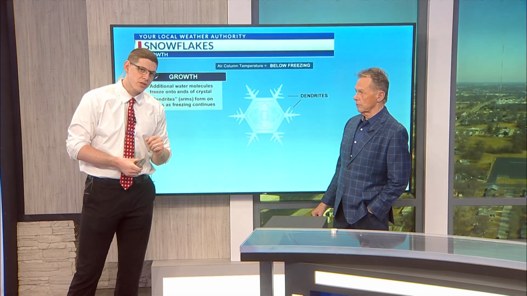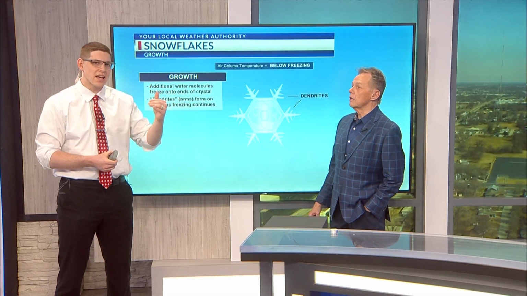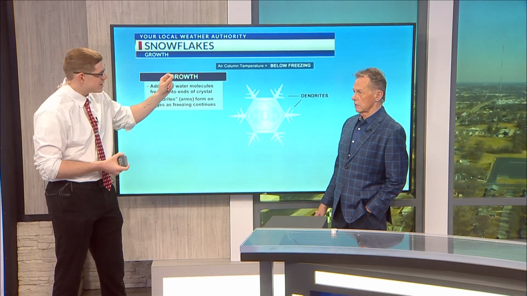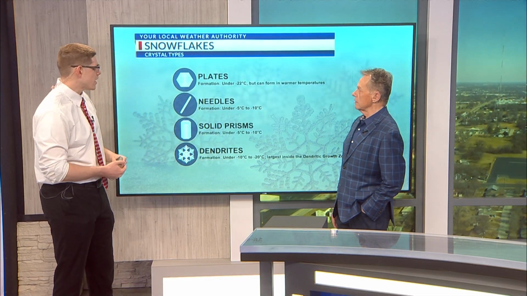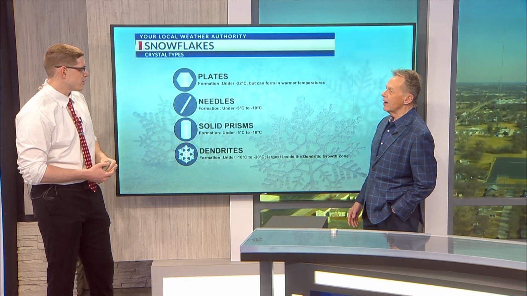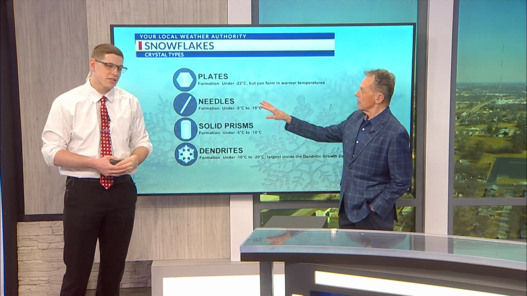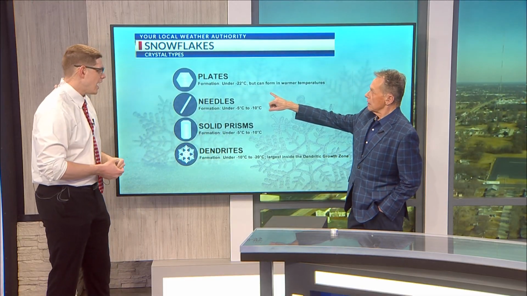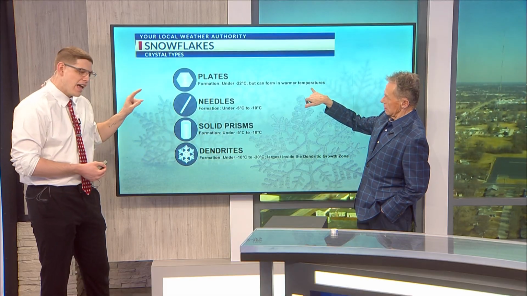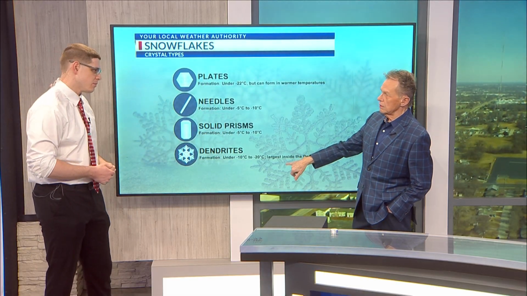And the reason no two snowflakes are the same is because as every snowflake descends through the atmosphere, it will interact with different temperatures and different levels of moisture, and you will get different formation of these dendrites. So that's why no two snowflakes are the same. And you can get different crystal types. You have plates that form under negative 22 degrees Celsius, which is really, really cold, but they can form at warmer temperatures. Needles, solid prisms, and dendrites are the ones that accumulate the best.